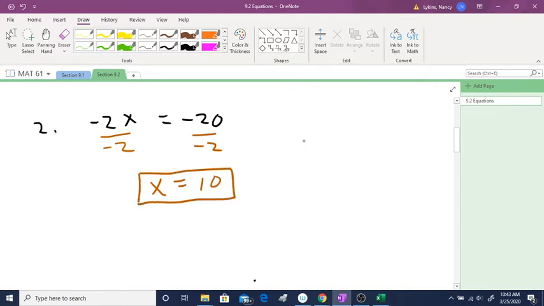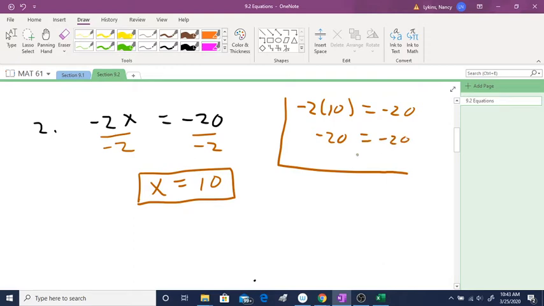Now, to check your work real quick, I'm going to do one of these for you. You'd say negative 2 times 10 equals negative 20. Negative 2 times 10 is negative 20. Negative 20 equals negative 20. That is a true statement. We did this correctly.